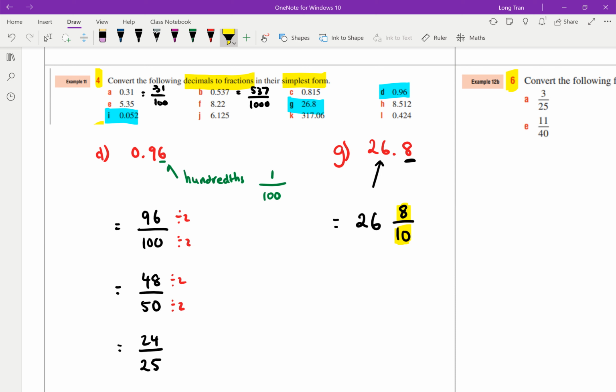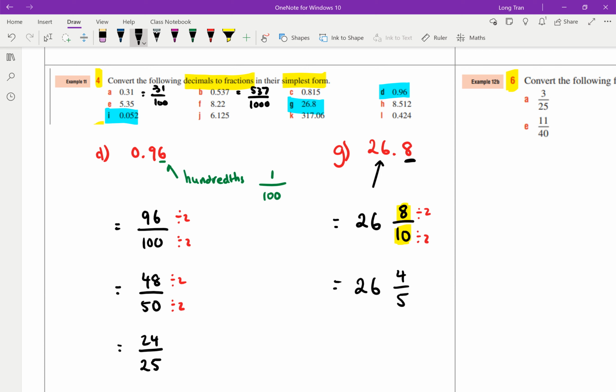Is there a common factor? 2. Very good. So we can see they're both even numbers. So I'm going to say, all right, how many 2's go into 8 and how many 2's go into 10? 4 and 5. So we got 4 fifths. Now you can change that to improper if you preferred improper fractions, or you can leave it as 26 and 4 fifths.